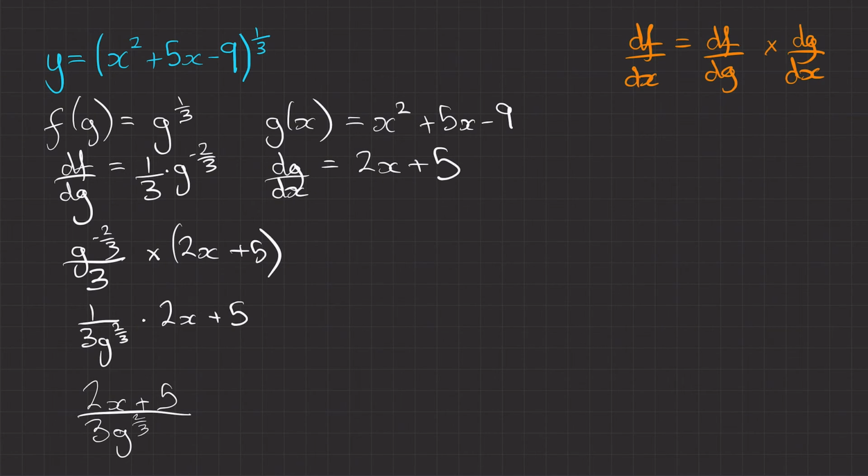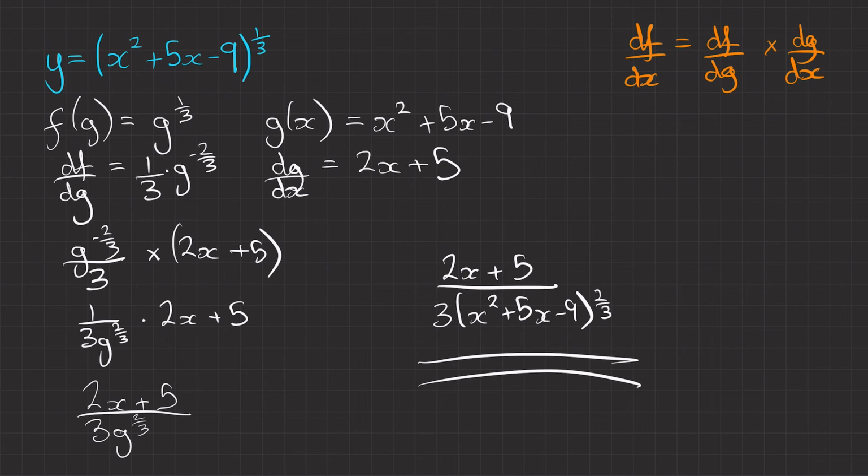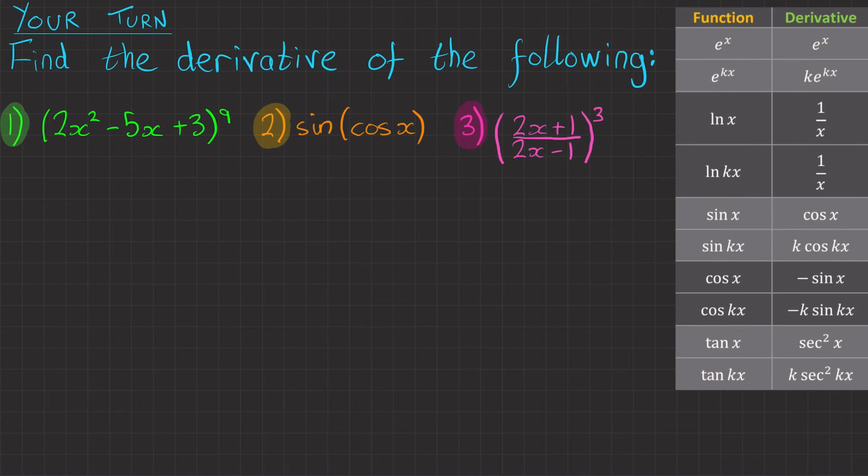Then all we need to do at this point is substitute our g value back in, so that will leave us with 2x plus 5 all over 3 lots of x squared plus 5x minus 9 to the power of 2/3. And we'll leave it in that form, as that's nice enough as it is and it won't simplify down much nicer. Here's 3 questions for you now. I'm not going to fully go through question 1 and 2, just because I'll show the answer fully worked out on screen in a few moments, but for question 3, I'll give you a little pointer just before I show you the whole of the answer. Pause the video, resume when you're ready.